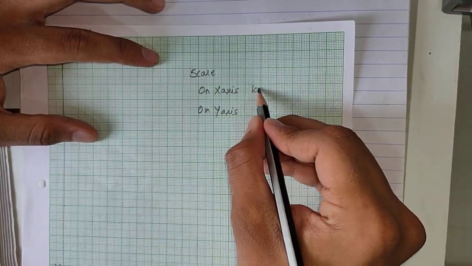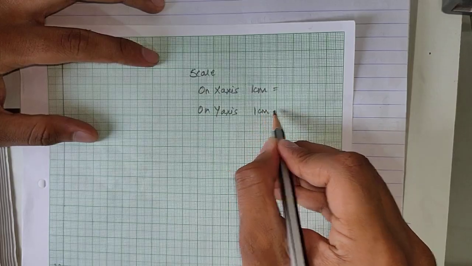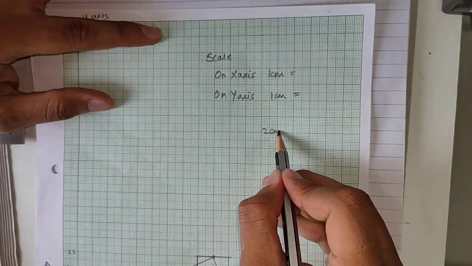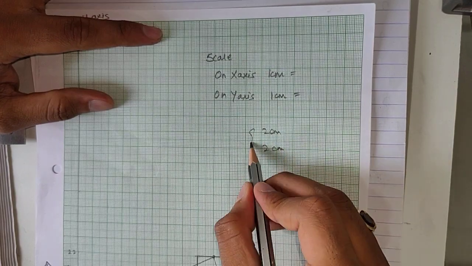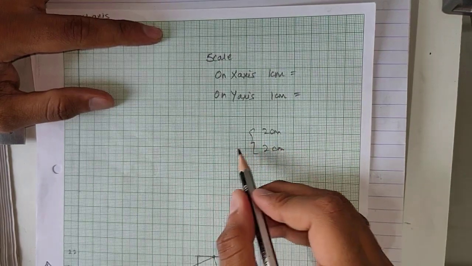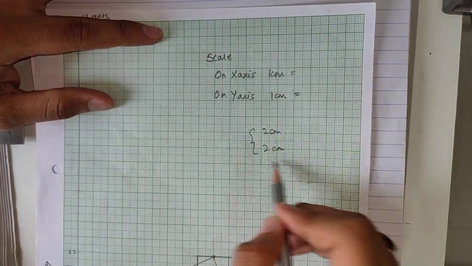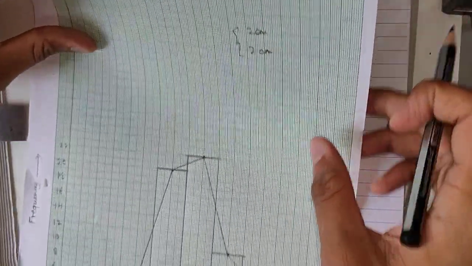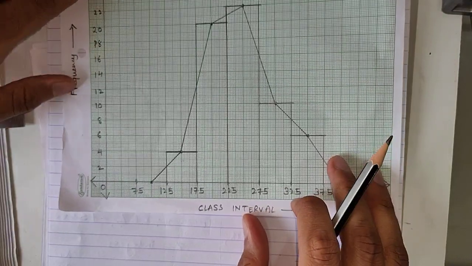Now as I am using the 1 centimeter graph paper, I'll write the scale for 1 centimeter. I'll also write the scale for 2 centimeter here. For those who are using 2 centimeter graph paper, you copy this one. Okay. For others, use this scale.